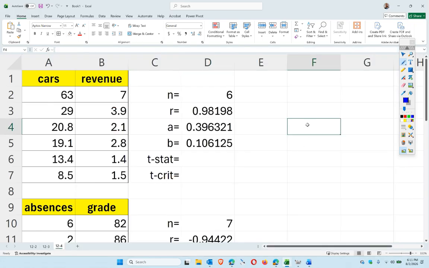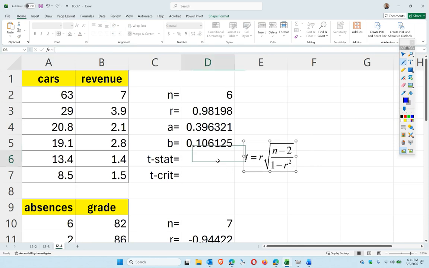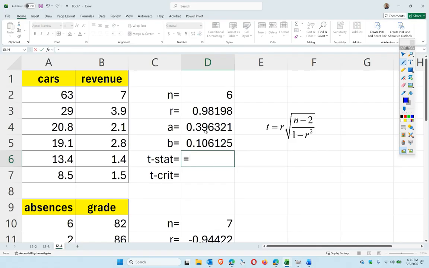Right, that's the formula we get there, right? I can shrink that down a little bit. Okay, so we'll get it out of the way for now. All right, so it's the r value times the square root of parentheses n minus 2, close paren, divided by parentheses 1 minus r to the second power.